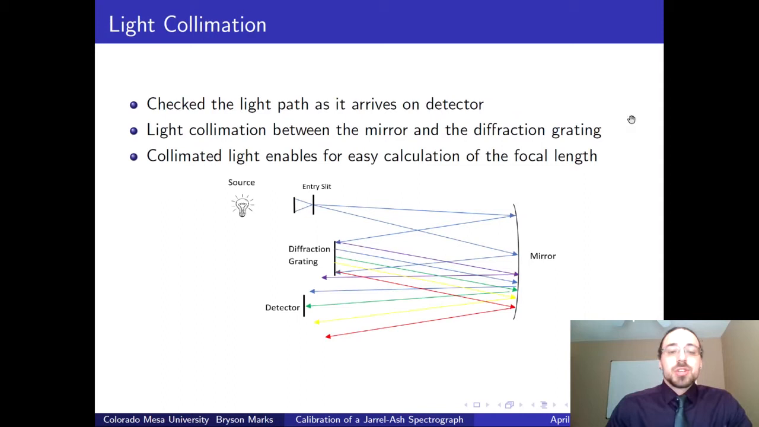So, we need to check the light path as it arrives on the detector to make sure there are no obstructions and the light travels exactly as it should behave. Well, as the light travels through the entry slit, hits the first subsection portion of the mirror, it will become collimated. And what do I mean by collimated? It means that the light rays are parallel with each other as they travel towards the diffraction grating.